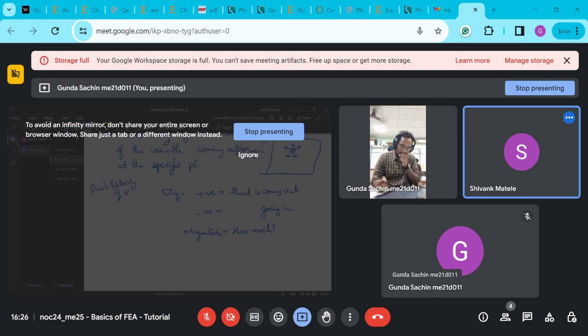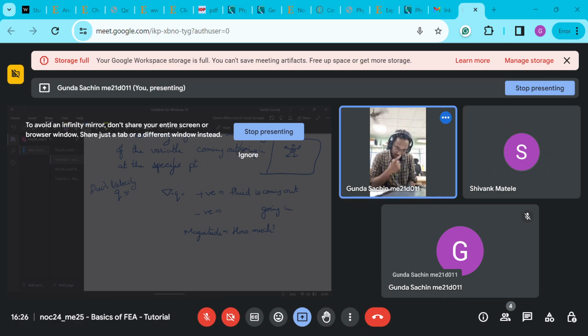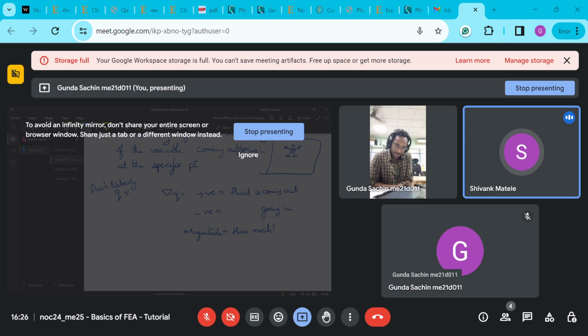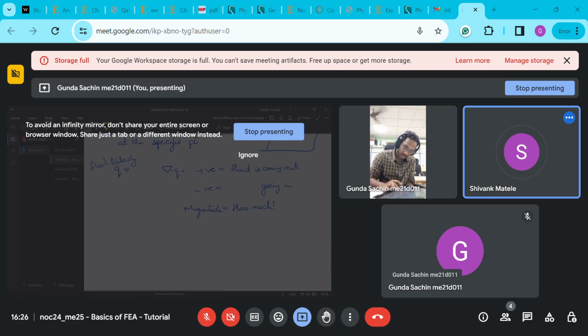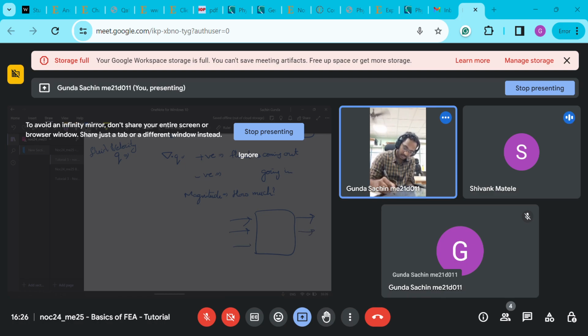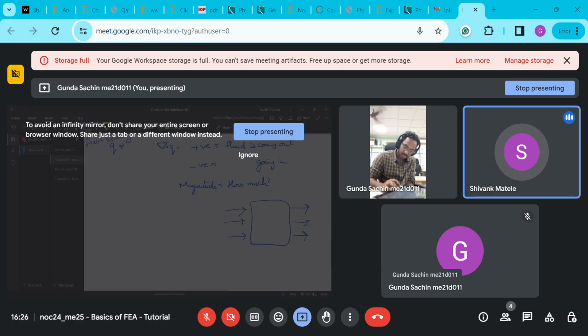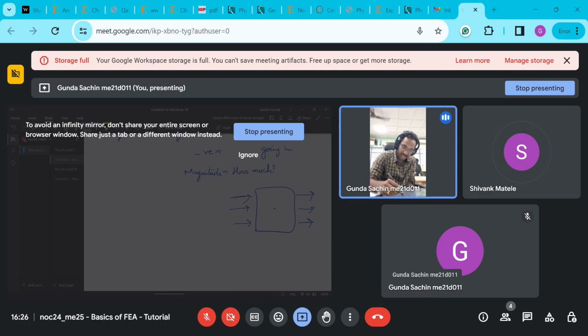Yeah, but if there is a continuous flow, like if you make a rectangle and from one end fluid is entering and from the other end fluid is leaving, then somewhere in between, at the middle point, the divergence is zero. Yeah, if it is equally coming and equally going, then divergence will be zero.